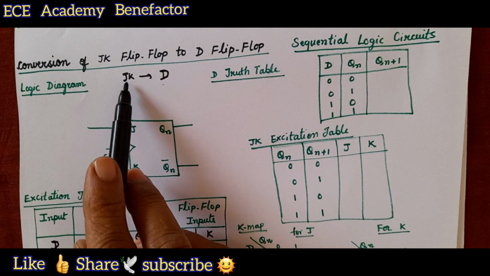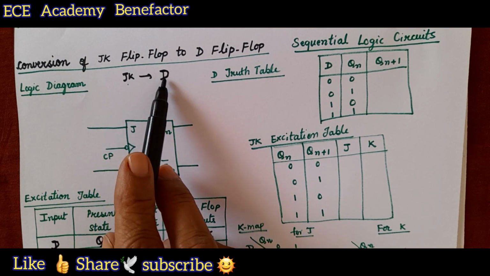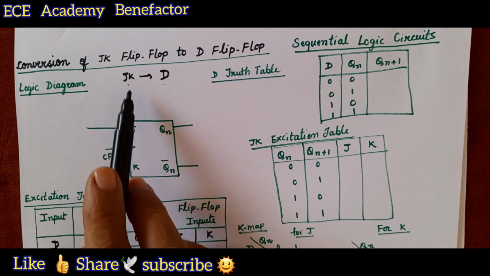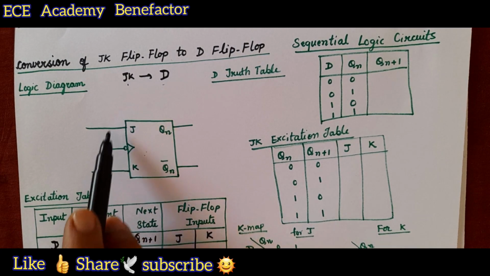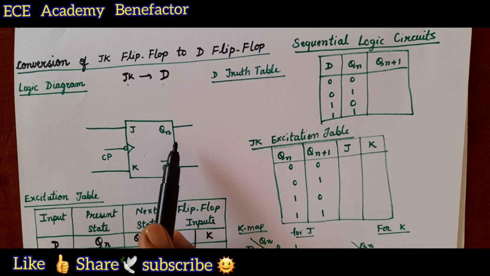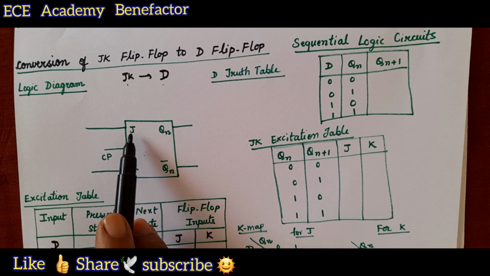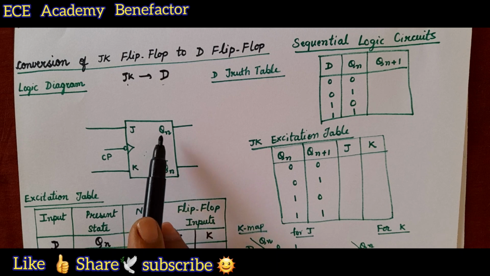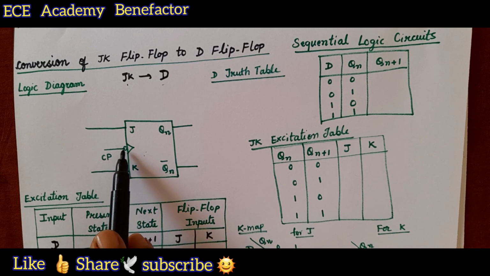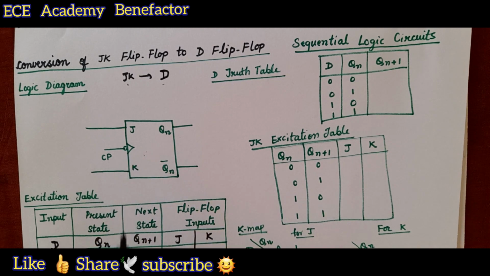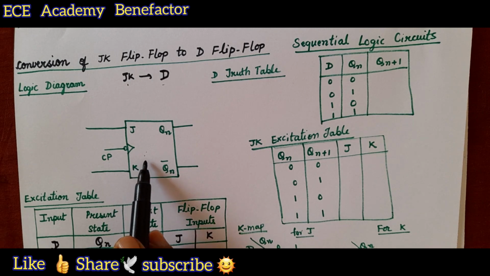We need to convert JK to D. So, what is given to us? JK flip-flop is given. We need to convert this JK flip-flop into D flip-flop. JK flip-flop is having two inputs J and K and two outputs Q and Q bar with a clock pulse CP, negatively edge triggered. So, it is a bubble at the input side. Now, we need to convert this JK flip-flop to D flip-flop.